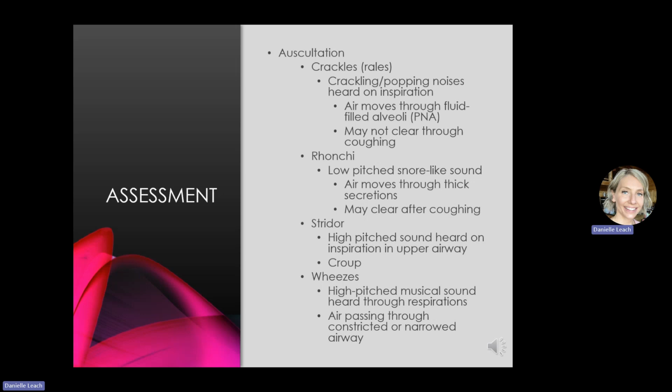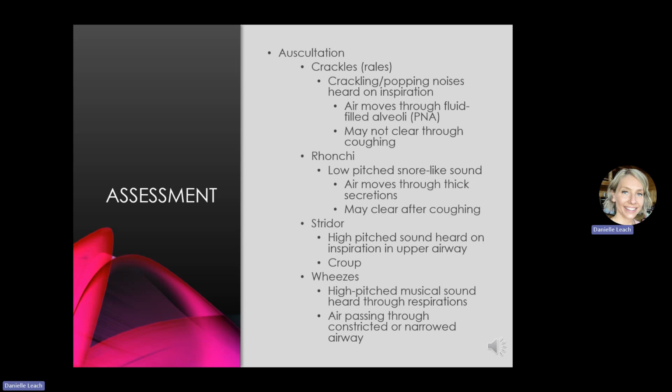Then we have stridor, which is a high-pitched crowing-like sound that's heard on inspiration in the upper airway. You can sometimes hear this without a stethoscope, or sometimes even by placing your stethoscope on the child's neck, which I know we usually don't do, or even the upper part of their chest, depending on where an obstruction is. Sometimes it can be obstructions, like if the child has swallowed something they should not have swallowed and it's obstructing the upper airway. It's also common in conditions such as croup, which we'll talk about later.